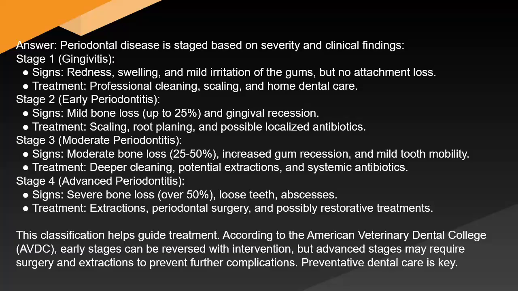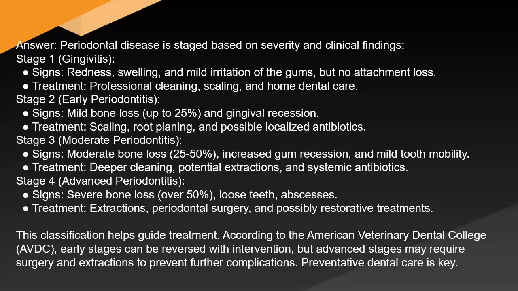Stage 2: early periodontitis. Signs: mild bone loss up to 25% and gingival recession. Treatment: scaling, root planing, and possible localized antibiotics. Stage 3: moderate periodontitis. Signs: moderate bone loss, 25-50%, increased gum recession, and mild tooth mobility. Treatment: deeper cleaning, potential extractions, and systemic antibiotics.